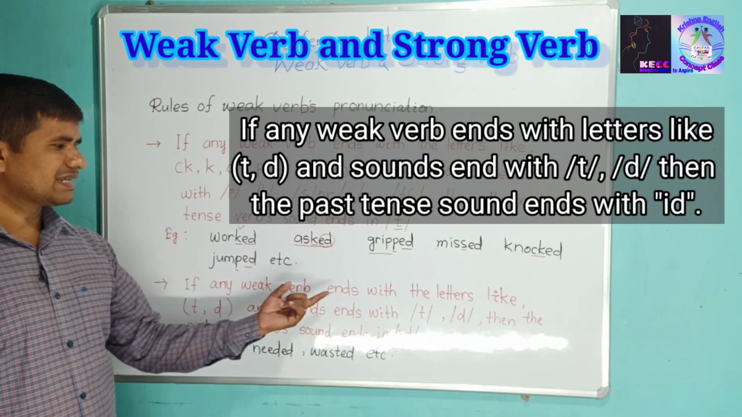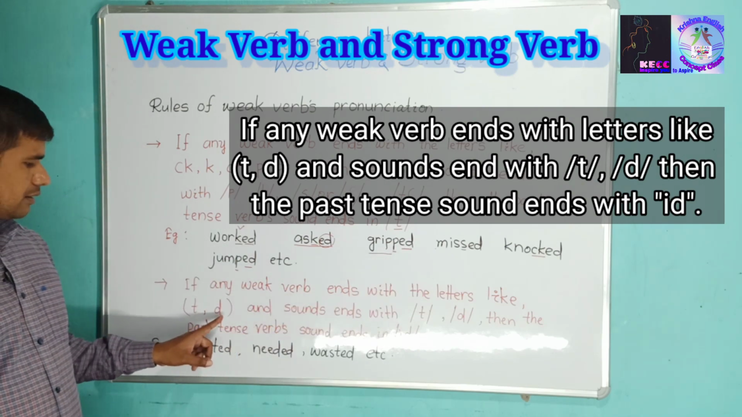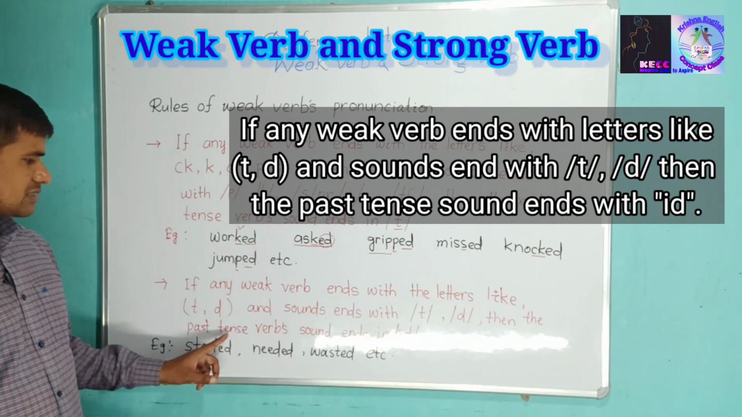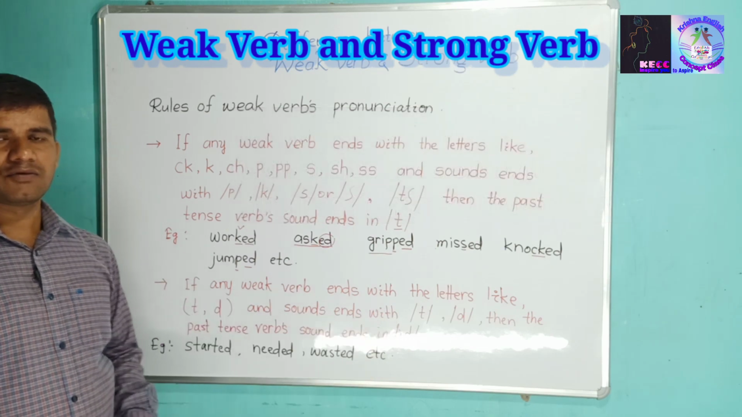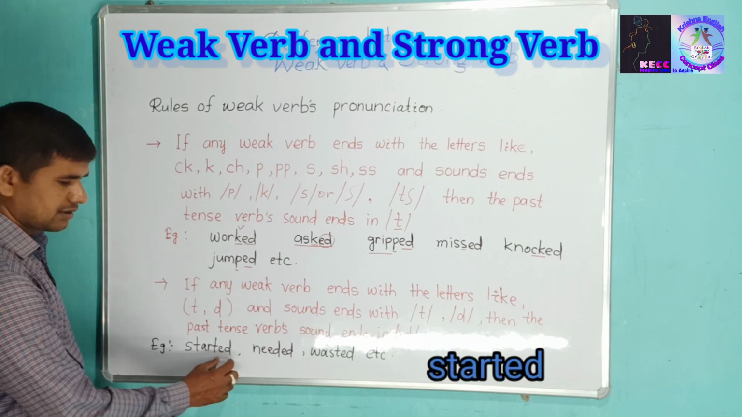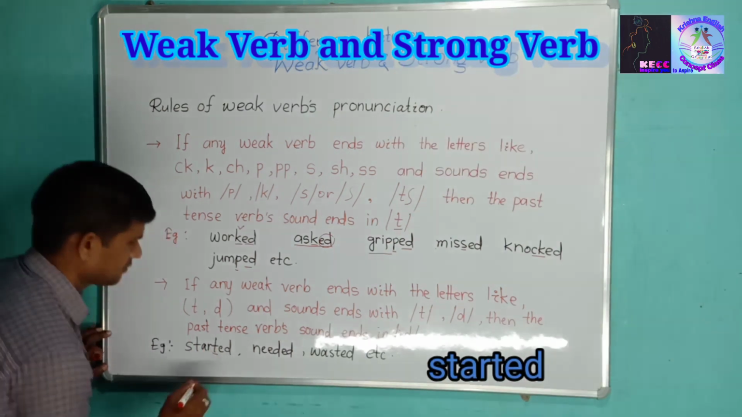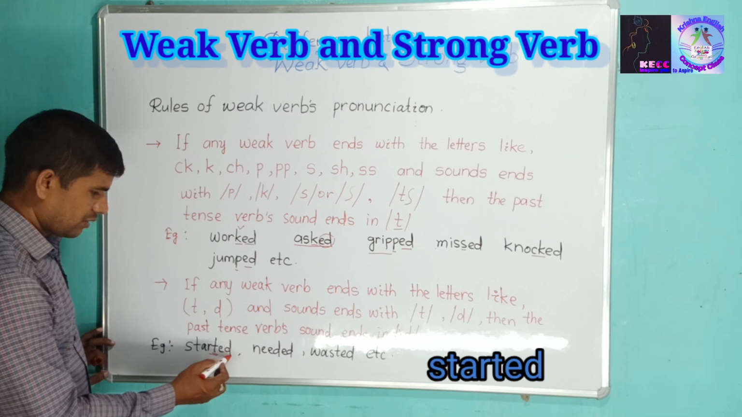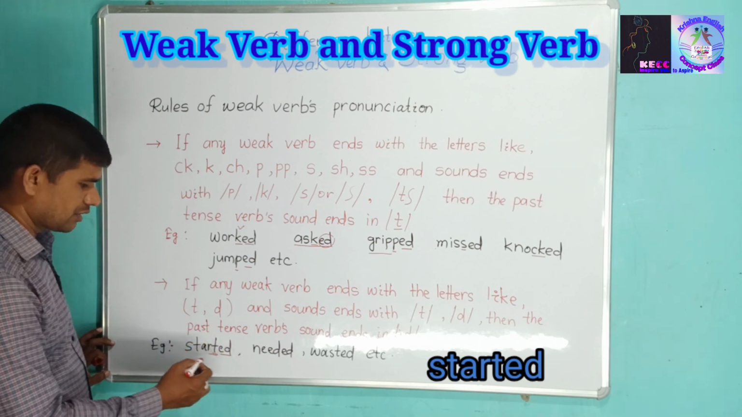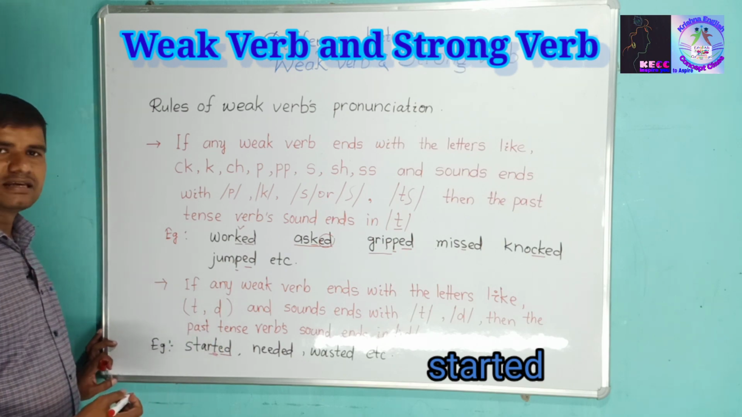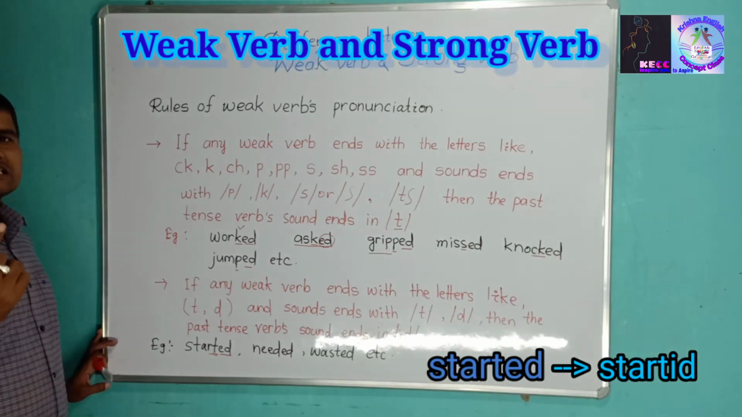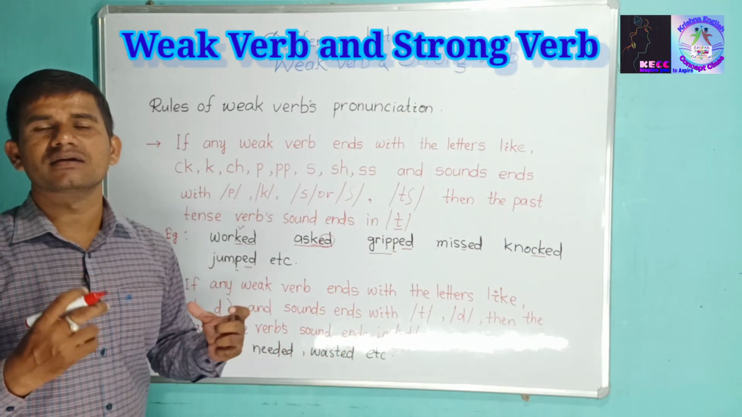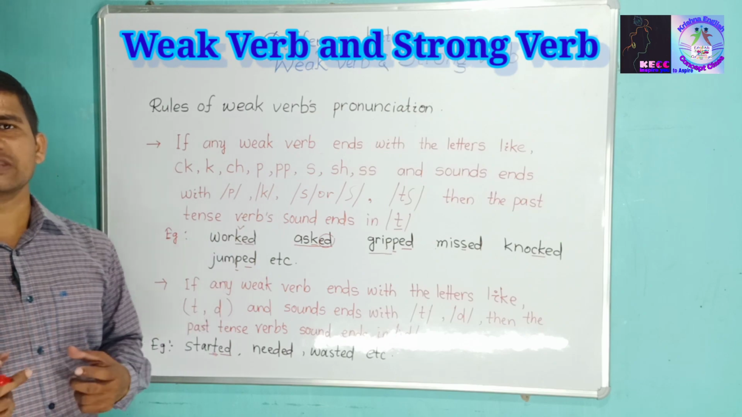If any weak verb ends with the letters like T or D and sounds ending with T or D, okay, then the past tense verb sound ends in ID. For example, see started. Here the letter T, it ends with a T. Yes, so here we added ed. In a weak verb we add ed. Yes, its pronunciation is started, not started. Okay, its pronunciation ends with ed. Started, he started, not started.